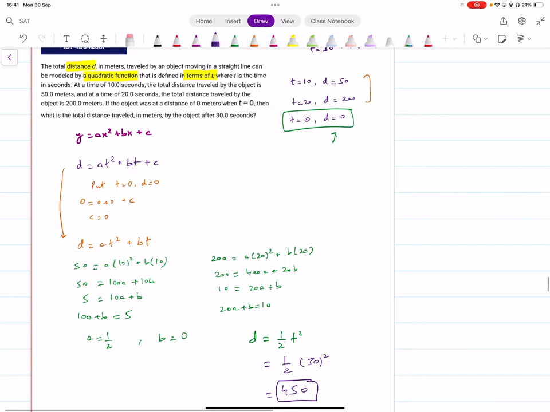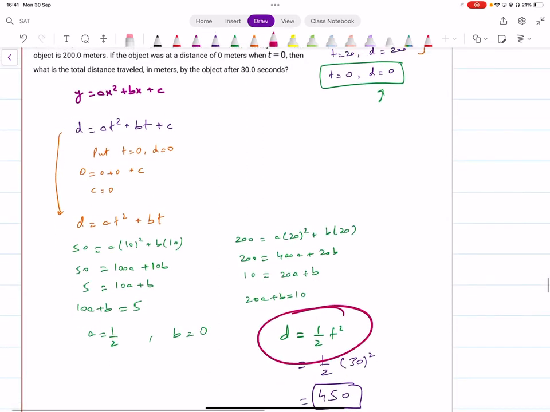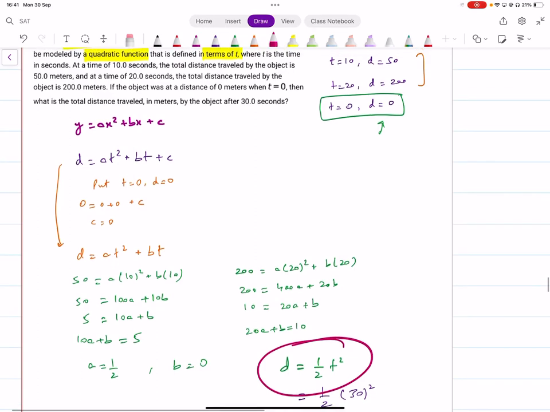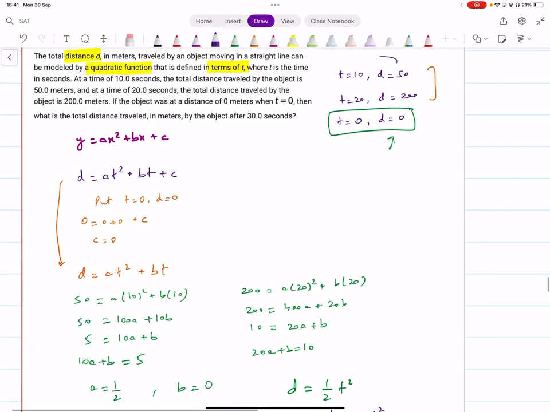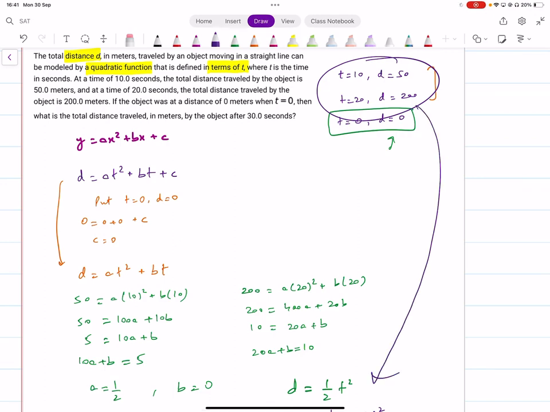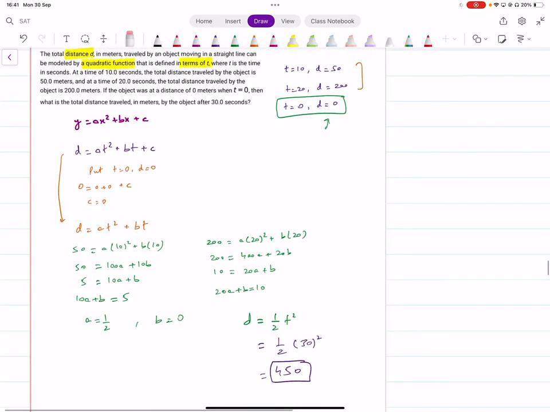This would be the way to do this, unless you're able to spot directly this function, which is pretty hard to be honest. If somehow you can see directly that you can write it like this, some people might be able to do that, but if not, this is the way to do it.